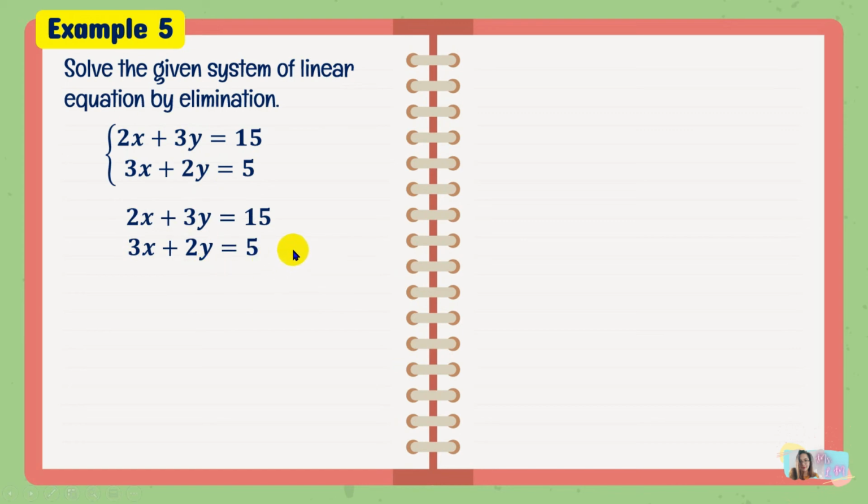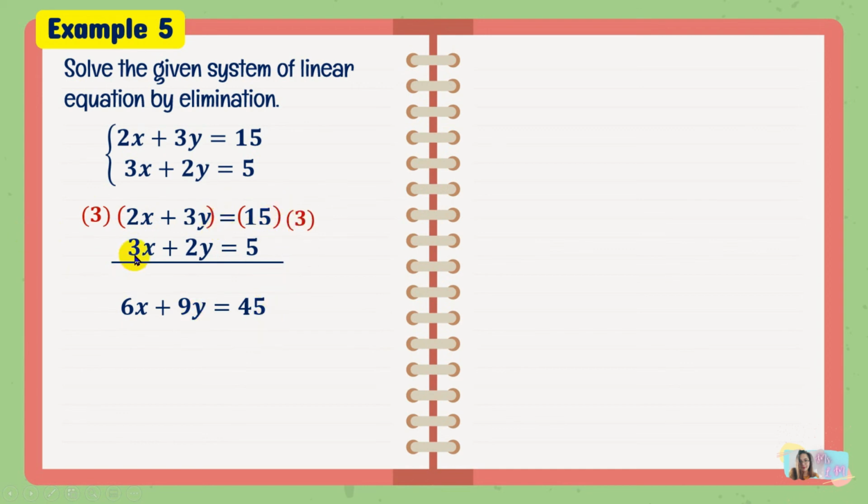Ano yung pinakamaliit na number na kayang i-divide ni 2 at kayang i-divide ni 3? Wala naman pong iba kundi 6. So, ano po yung number na kapag multiply natin sa 2, magkakaroon tayo ng 6? So, yun po ay positive 3. Okay? So, we have to multiply positive 3 on our first equation at kapag nag-multiply tayo ng positive 3, magkakaroon tayo ng 3 times 2 is 6x, 3 times 3 is 9, and then 3 times 15 is 45.